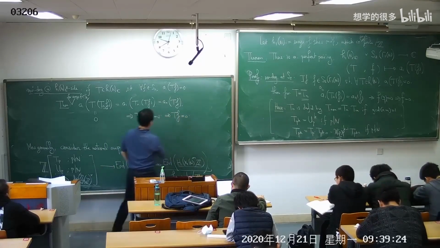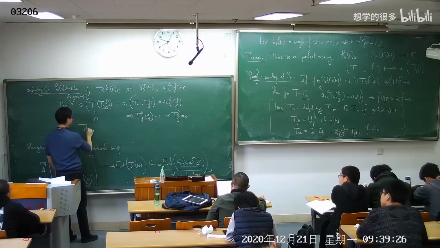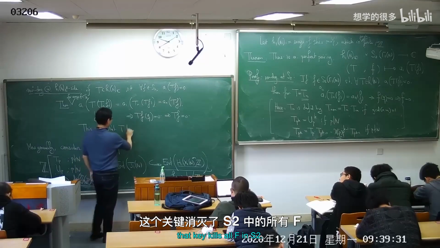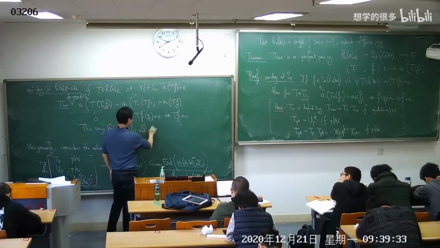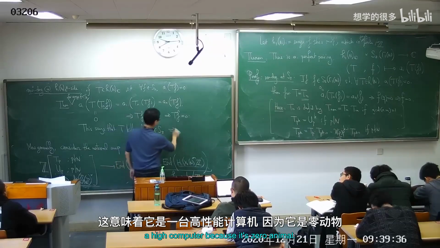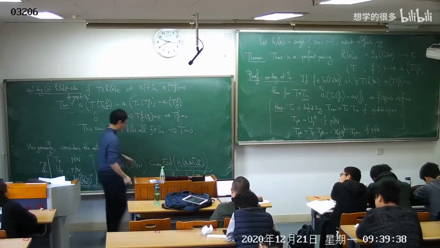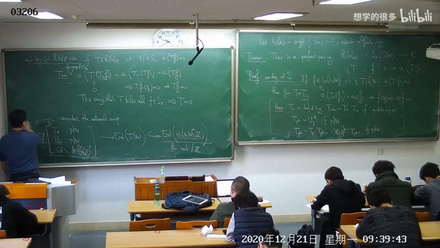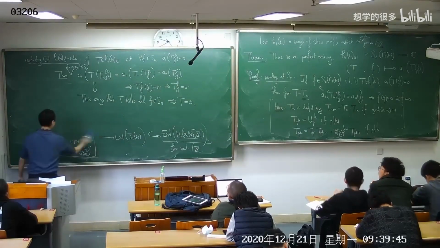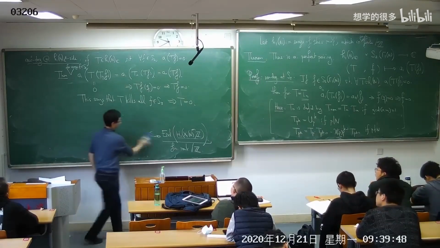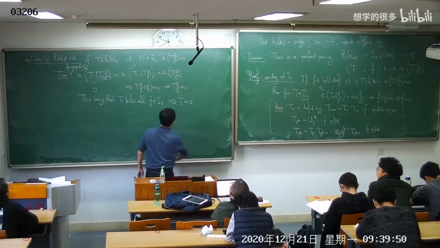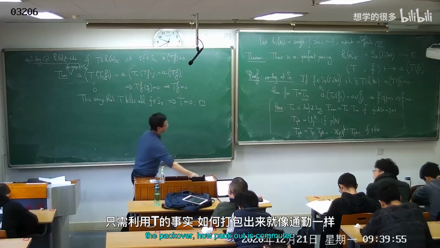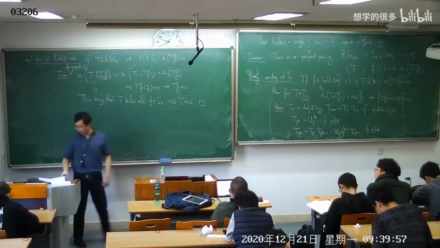So this says that T kills all f in S2. So that means the Hecke operator is 0. This just uses the fact that the Hecke algebra is commutative.